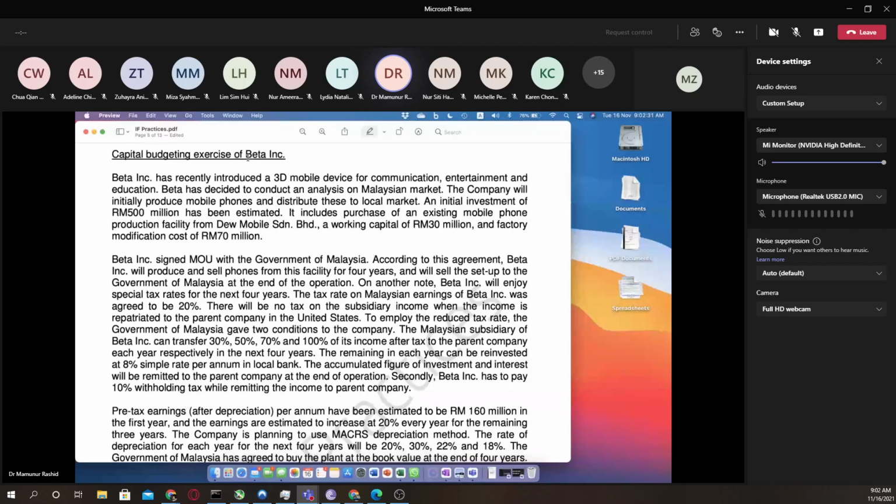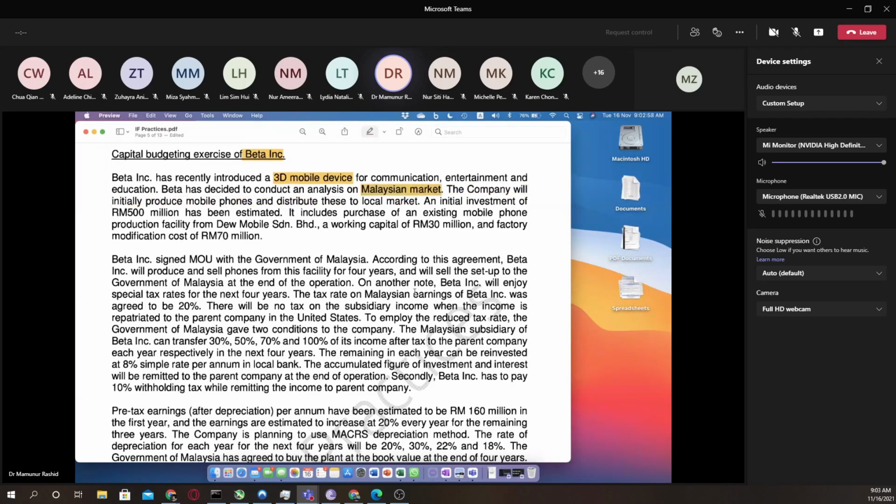This company's name is Beta Incorporation. So from the name, you can guess that possibly they are also a US company, and they are possibly planning to invest in another market. Beta Incorporation has recently introduced a 3D mobile device for communication. I'm not sure whether we have done this example already or not, but in any case, this will be an experience. Beta has decided to conduct an analysis on the Malaysian market, whether they want to invest or not.